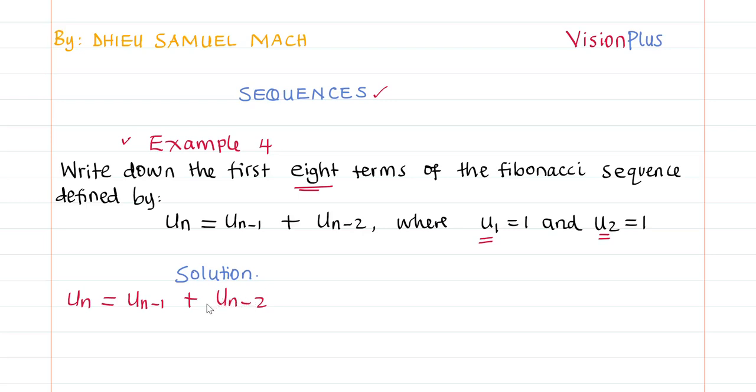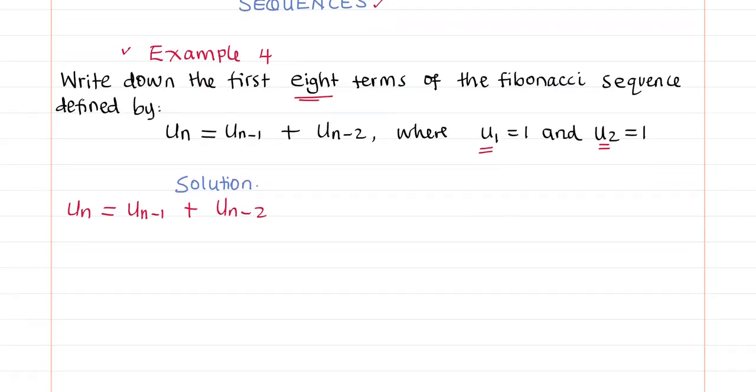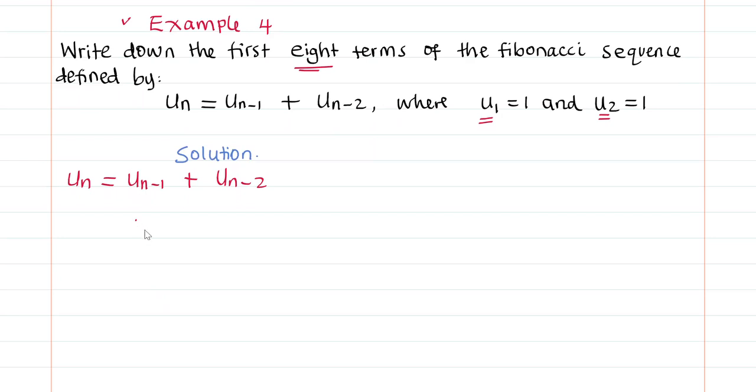Now, we are already given the first term, as you can see. So without wasting your time, you just say first term u1 is given as 1. That is part of the 8 terms. And then again, second term, that is u2, is also given. u2 is also given as 1.